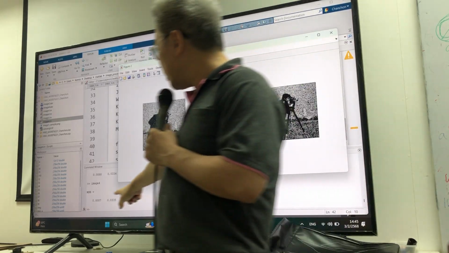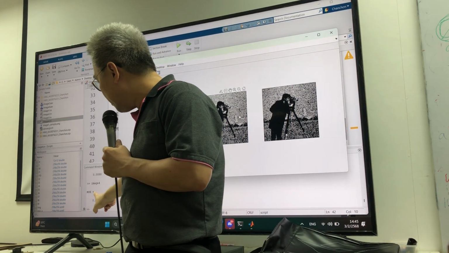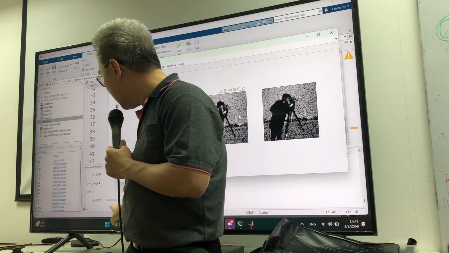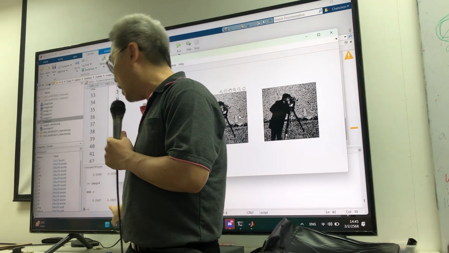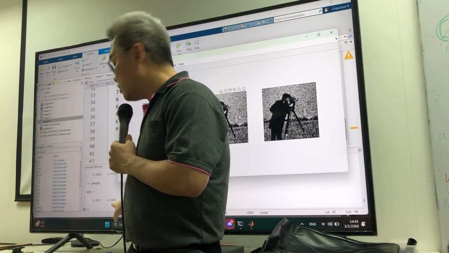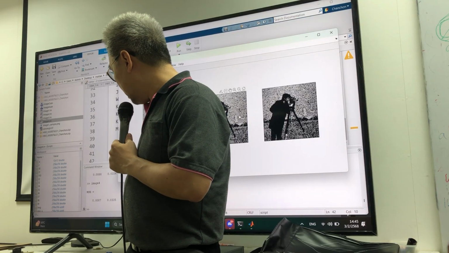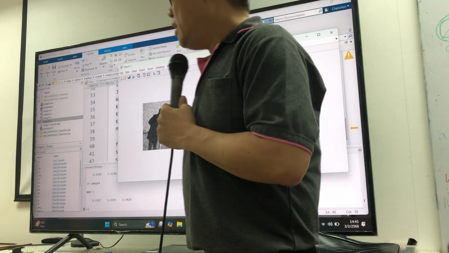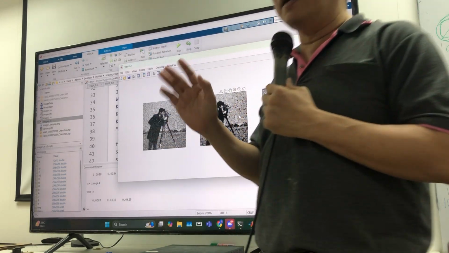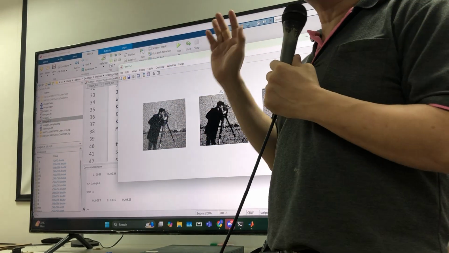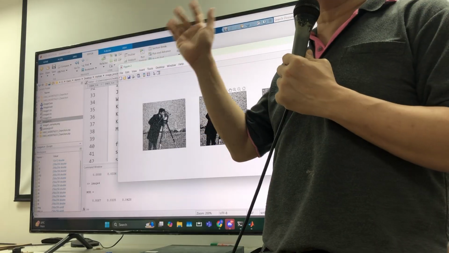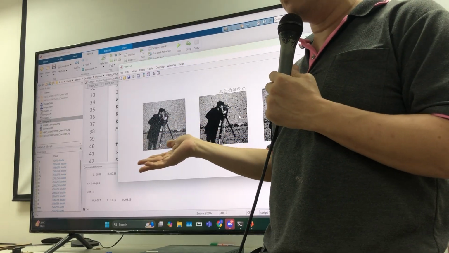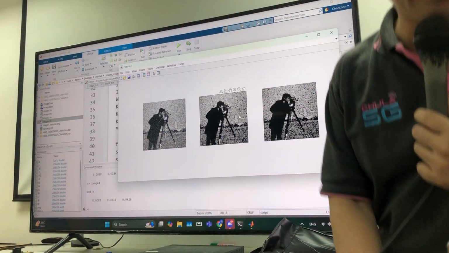And if you check the MSE, the arithmetic mean filter is the smallest. The geometric mean is higher, and the harmonic mean is highest. It can be applied to different kinds of images. It might be good for a certain image, but bad for another image. So you just have to try it.